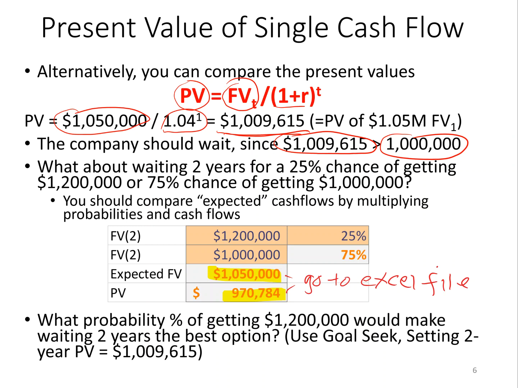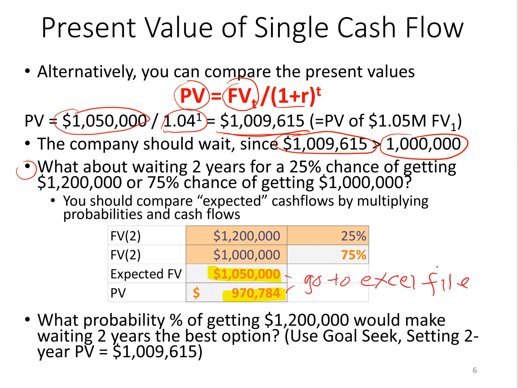Now, what if there's some risk? What if I have an offer for $1 million today, however there's some risk on a future payment? So let's talk about a third option. What about waiting 2 years for a 25% chance of getting $1.2 million or a 75% chance of getting $1 million 2 years from now? How would that compare to selling it for $1 million with certainty today?